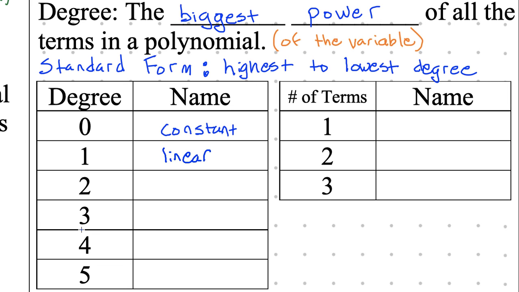What happens when we have a degree 2? We haven't seen it yet, and that's what this whole unit is about. Unit 9 is mainly about degree 2 terms. And these are called quadratics. Quadratic.